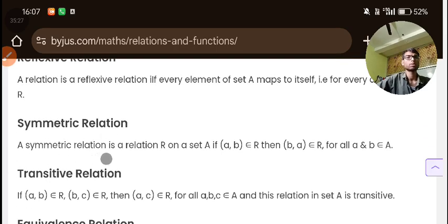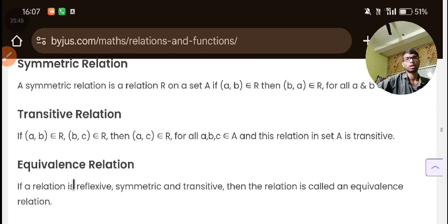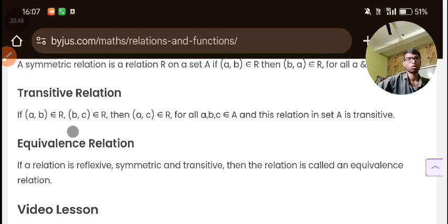Symmetric relation. A symmetric relation is a relation R on a set A if (a, b) belongs to R, then (b, a) belongs to R for all a, b. Okay, transitive relation. If (a, b) belongs to R and (b, c) belongs to R, then (a, c) also belongs to R for all a, b, c belonging to A, and this relation in set A is transitive.